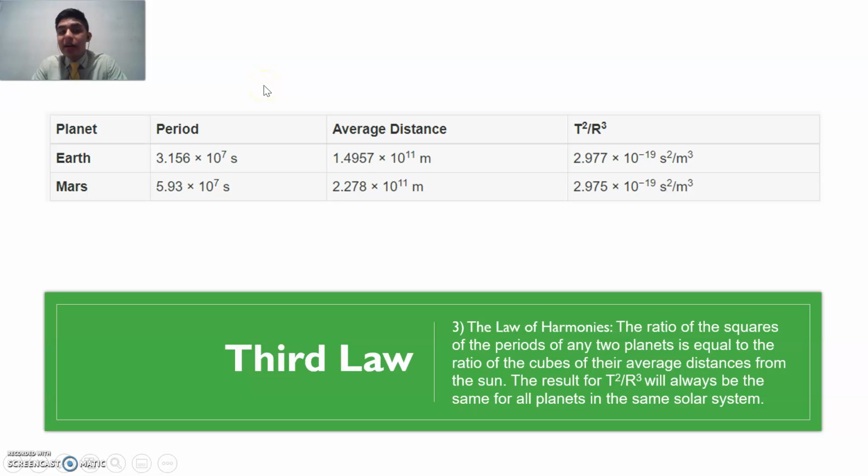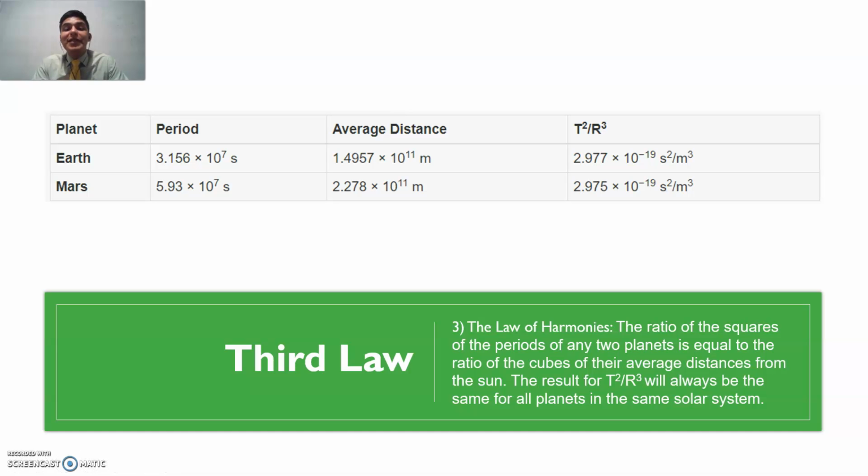And when we talk about Earth, its period will be 3.156 times 10 to the 7th power seconds, of course. And when we talk about Mars, the period will be 5.93 times 10 to the 7th power seconds. And also we have the average distance at which they are located.